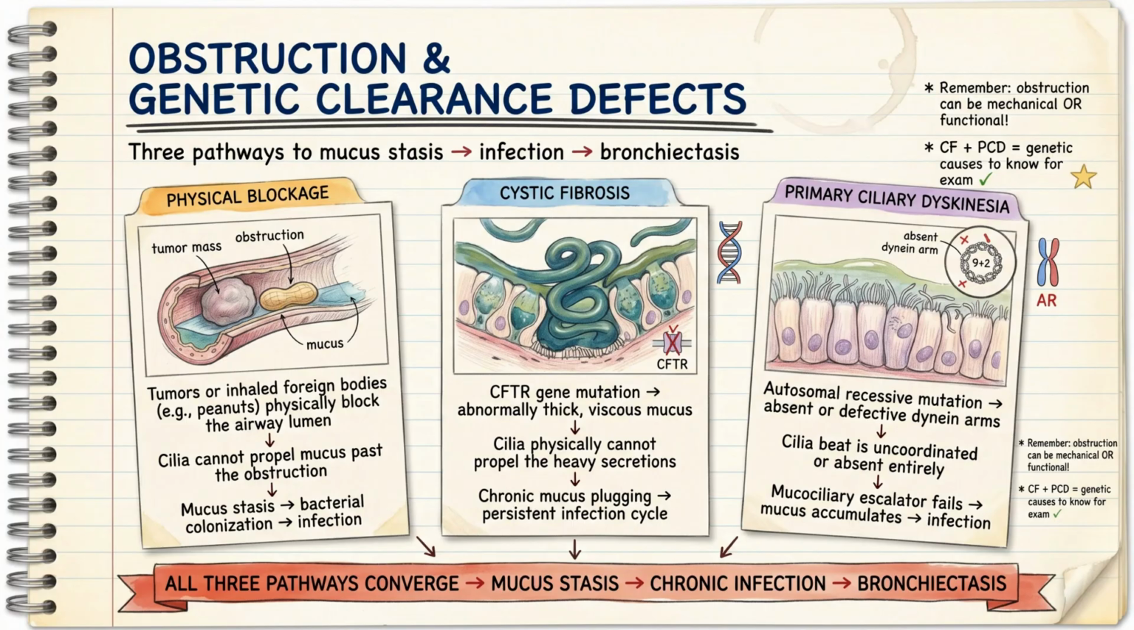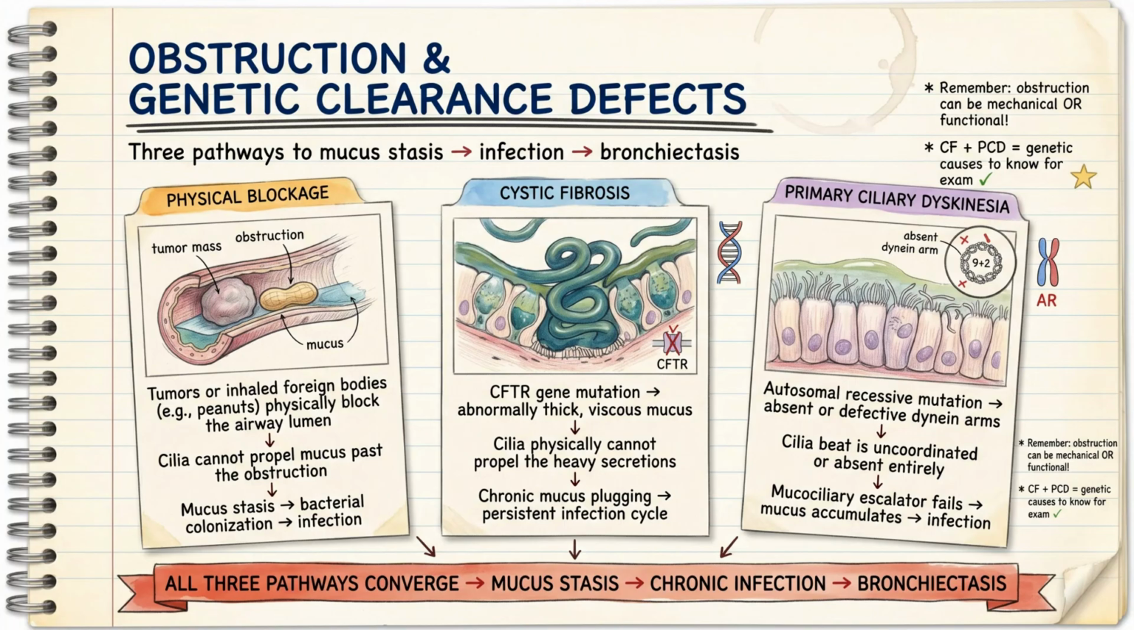Now we add three more pathways, all converging on the same catastrophic endpoint. Mucociliary dysfunction leads to chronic infection, leads to bronchiectasis. First, physical blockage. A tumor or an inhaled foreign body. A classic example is a peanut in a child. It physically obstructs the airway lumen. Cilia cannot propel mucus past it. Stasis occurs, bacteria colonize, infection follows.